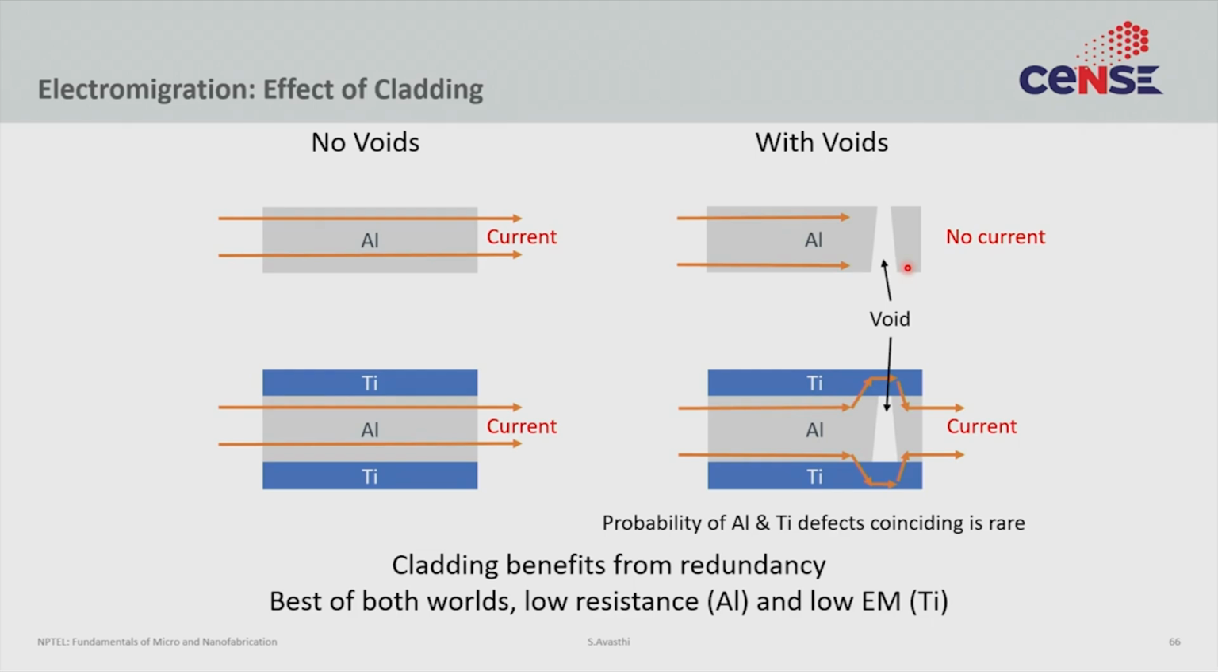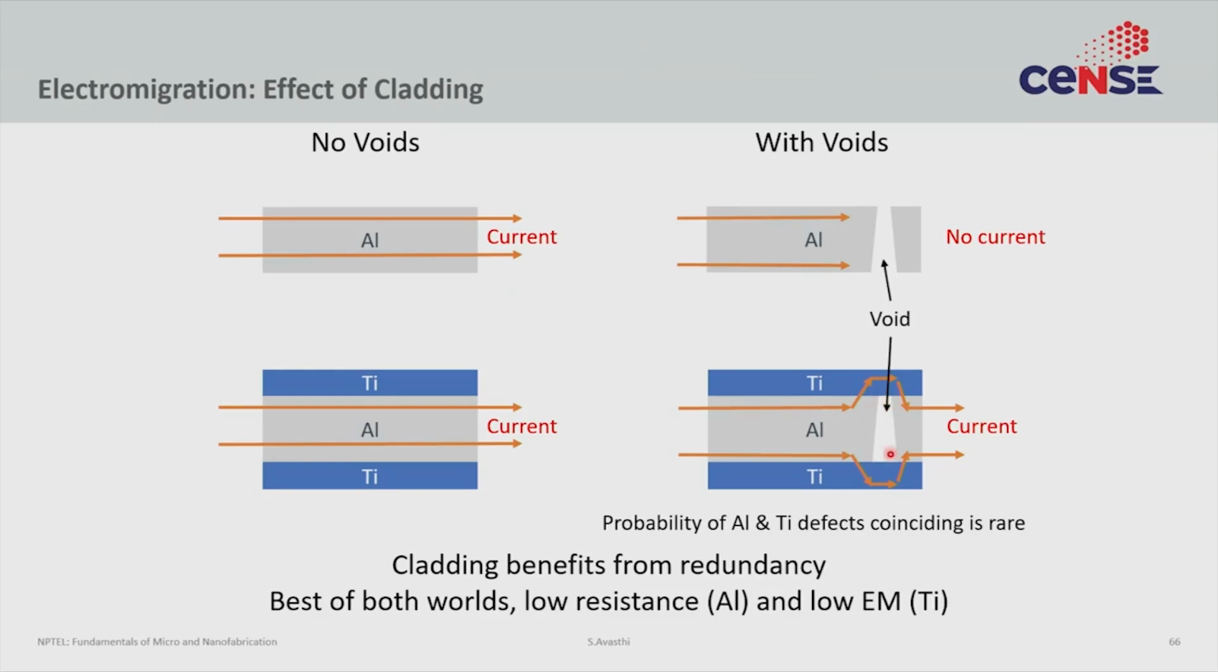A common fix to that is to divide and conquer. Not just have aluminum, but also have titanium buttering it, right? So you have titanium on the back and top. Supposing aluminum migration does happen and you create a hillock or a void in the aluminum, the current can still flow. The device will not fail because the current can now go through the titanium and out there.